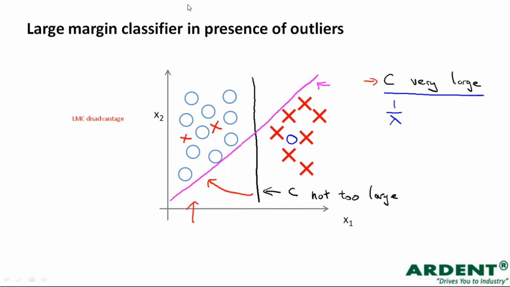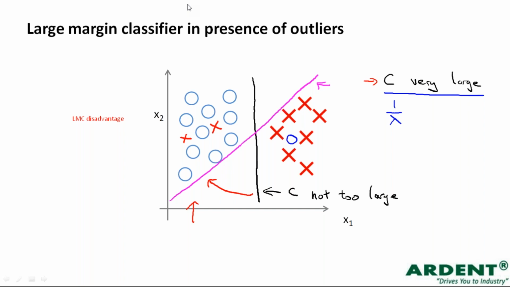Now see, just have a look at this example. Here the black line is also separating the two classes, and the pink line is also separating the two classes. Now you tell me which is the best? Black line. Okay. And how many of you are with pink line? How many of you are with pink line?